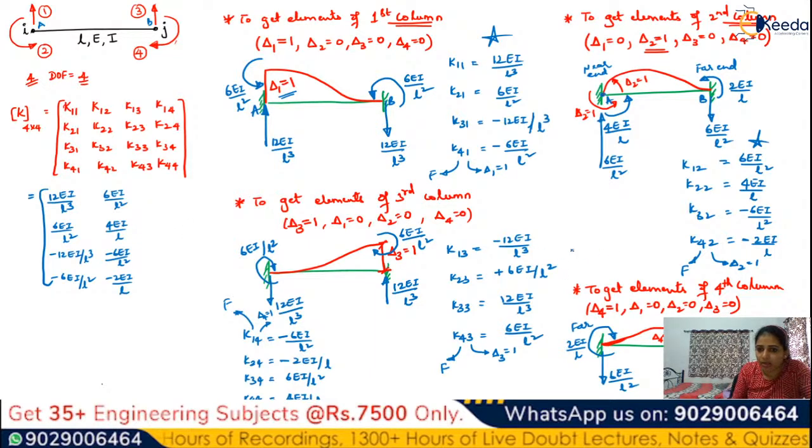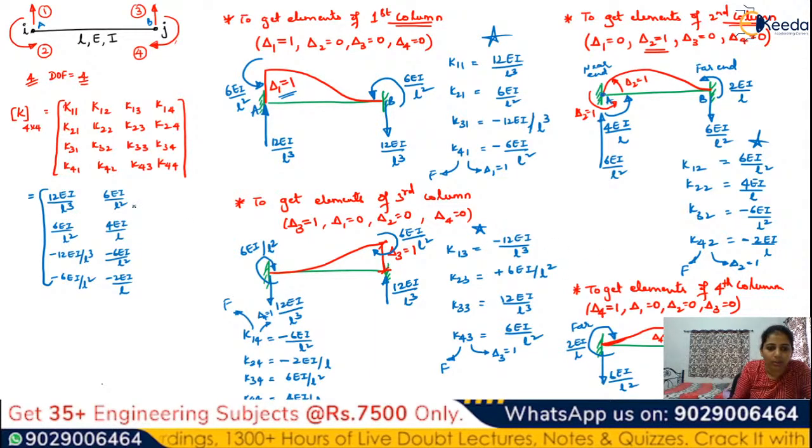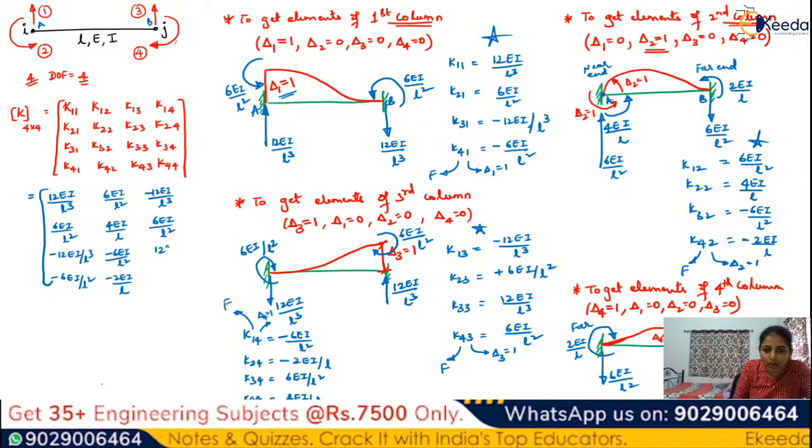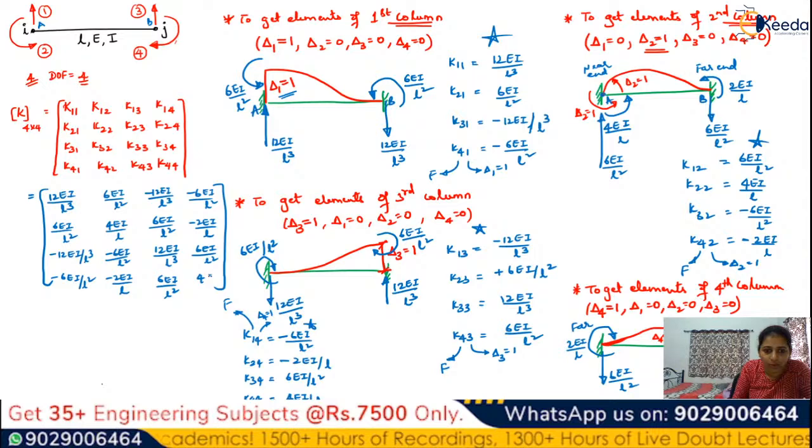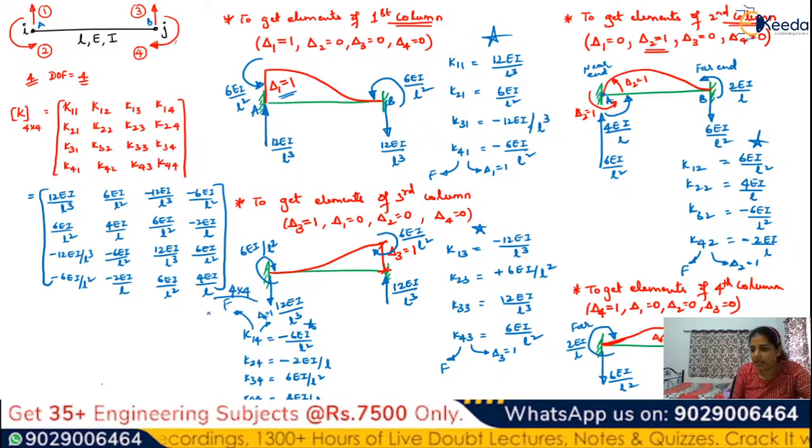Now third column. Where are the third column elements? Yes, here we have the third column elements. So minus 12 EI by L cube, then 6 EI by L square, 12 EI by L cube, and the last is 6 EI by L square. Then last column elements which we have written here. So minus 6 EI by L square, then minus 2 EI by L, then 6 EI by L square, and the last one will be 4 EI by L. Right, so this is the 4 into 4 stiffness matrix which we have developed.